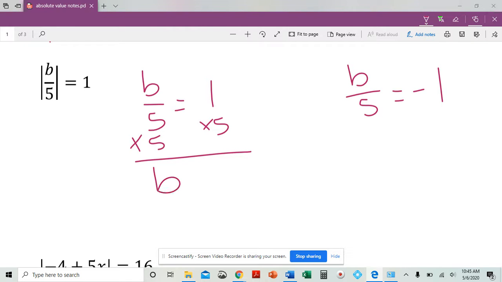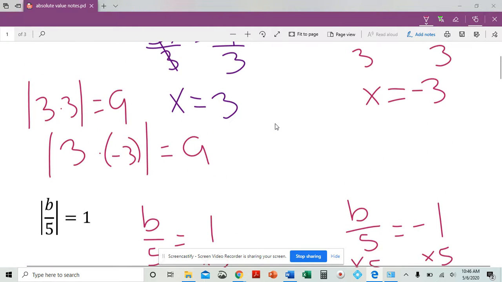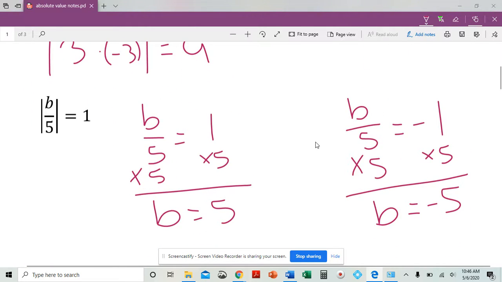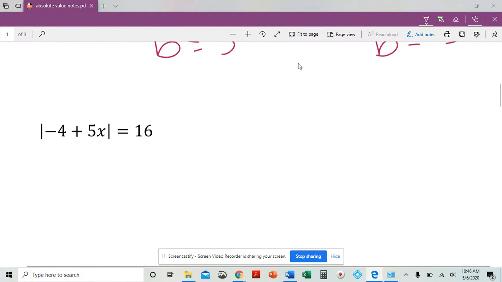And we're going to get that B equals 5. Over here in our second equation, when we multiply both sides by 5, we're going to get that B equals negative 5. So in these first two examples, we had the same number, just both the positive and negative of them to be the answers. That's not always the case, so it's very important that you write out the second equation and you work it out.